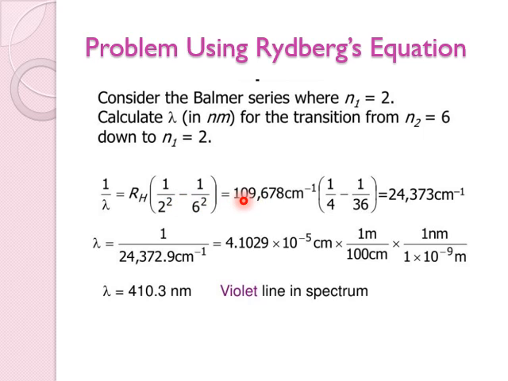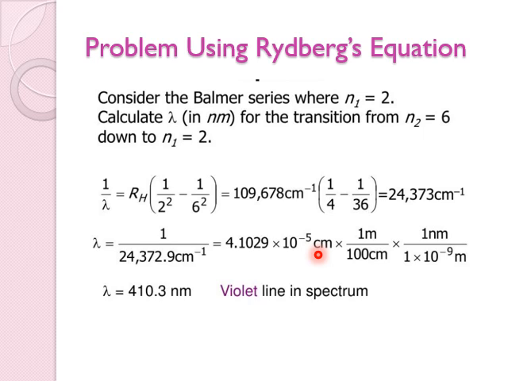We know the RH value, so you just convert it to 1 over 4 minus 1 over 36. Get down the value here. That will give you 1 over lambda. We want lambda, so lambda will be 1 over the value. That gives the value in centimeter, so you have to convert to nanometer.